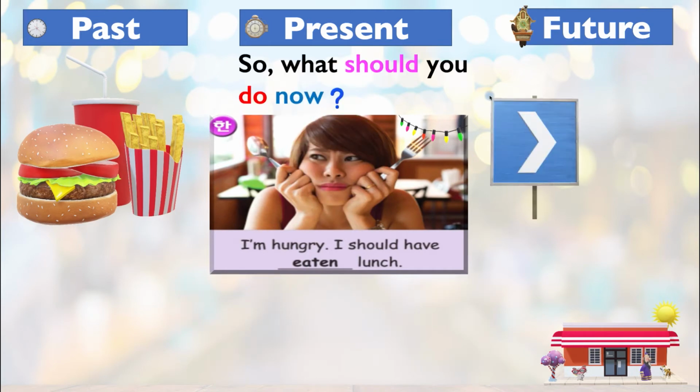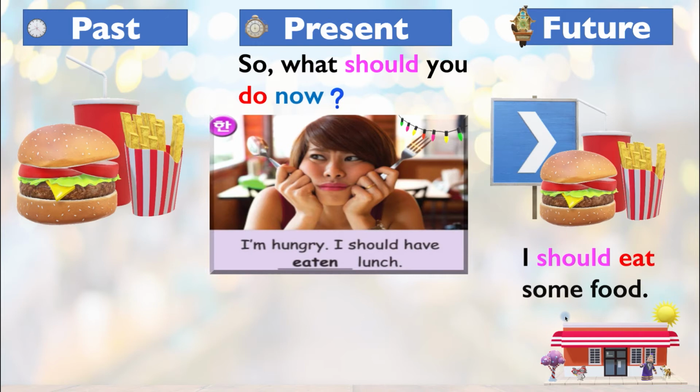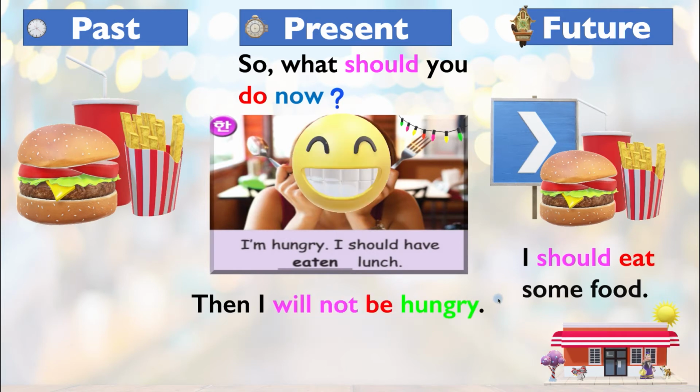So what should I do now? And what I should do now is about the future. Because I'm hungry now, what should I do now? Yes. I should eat. I should eat some food. So this is the future. And if you eat some food, what is the result? Then I will not be hungry. Yay! Happy. I will be happy if I'm not hungry.